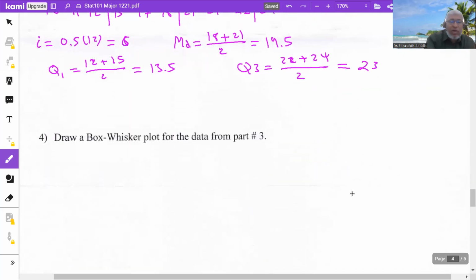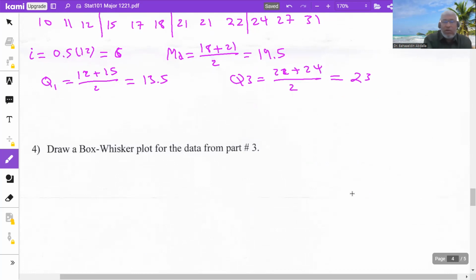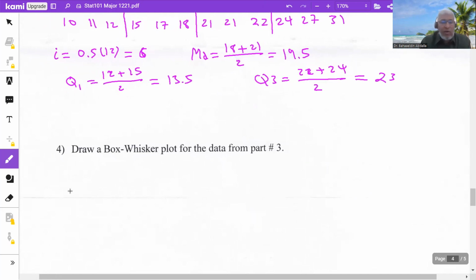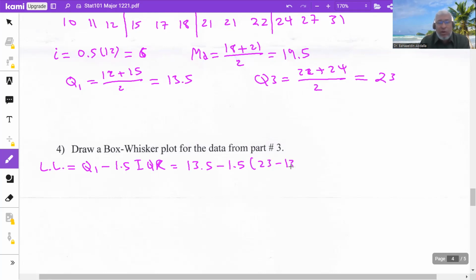Draw a box plot for the data from part 3. Well, to draw a box plot, I need to find the lower limit and the upper limit. The lower limit is Q1 minus 1.5 times IQR. Well, Q1 is 13.5, minus 1.5 times IQR, where IQR is Q3 minus Q1, which is 9.5. So if you put it in the calculator, the answer is negative 0.75.